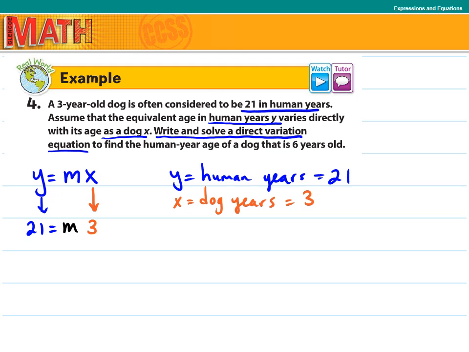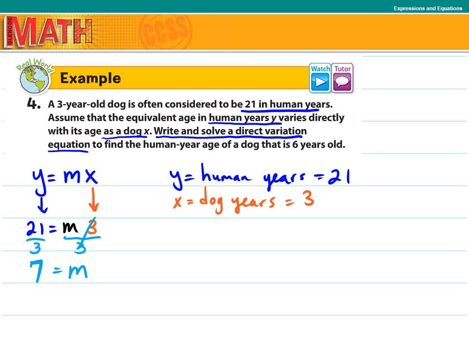Now, in order to find this, just like we've done in chapters 1 and 2, we are going to divide to isolate this variable. And even though the variable is in front, I'm not going to move it around. I just know that I have to divide by 3, again, to isolate the variable. So I divide 3 divided by 3, I get 1. So I'm left with m equals 21 divided by 3, which is 7. So in other words, it's going to be 7 human years per 1 dog year.